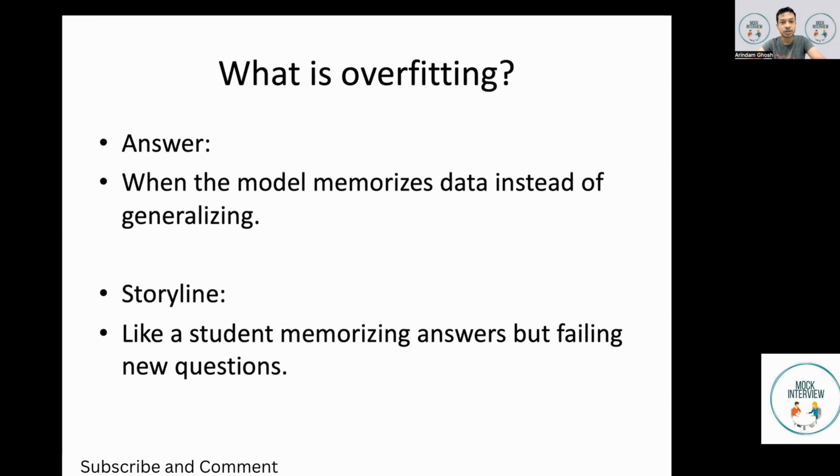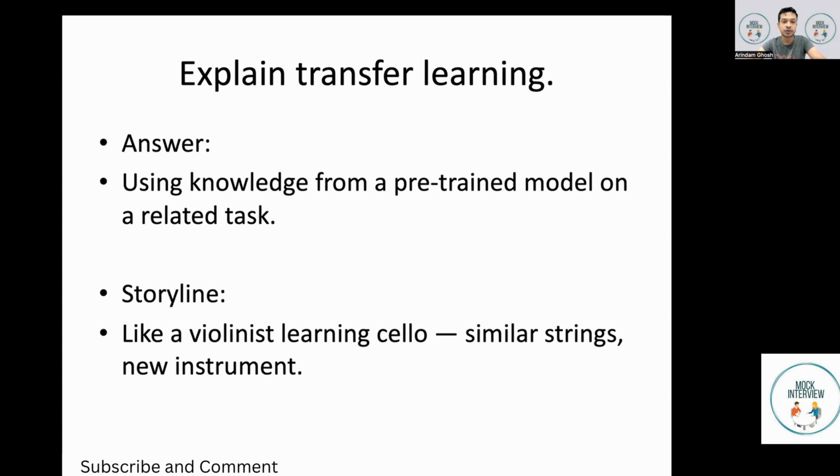Great. Next question, what is overfitting? Answer, when the model memorizes data instead of generalizing. Storyline, like a student memorizing answers but failing new questions. Next question, explain transfer learning. Answer, using knowledge from a pre-trained model on a related task. Storyline, like a violinist learning cello, similar strings with new instrument.